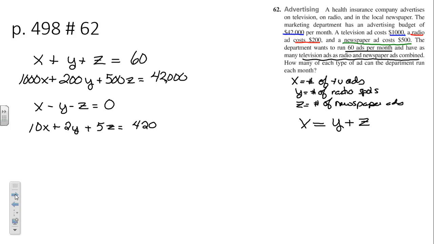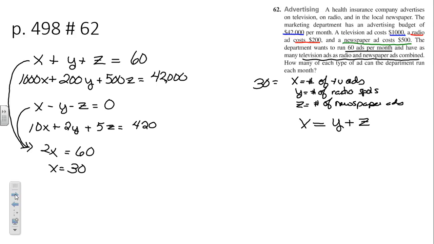Oh, to solve it? Okay, so I would say I've got an x, and I've got y's and z's that are going to go away, right? So if we add this one plus this one, x and x is 2x, y's are gone, z's are gone, and we get 60. So we immediately know that we're going to need 30 TV ads. Okay? And then we work our way from there.